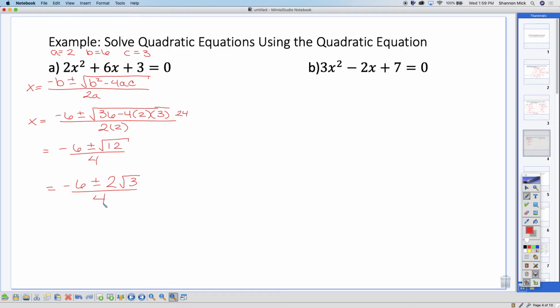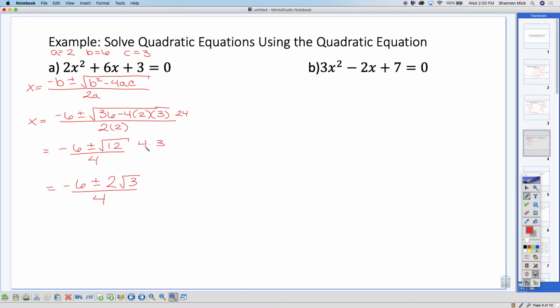Why did you do 2 and 3? Because 2 and 3 equal 12. Because 4 times 3, 4 is just 1 and 4, 2 and 2. Because this 12 is 4 times 3. What's the square root of 4? 2. And the square root of 3 is the square root of 3. We don't know it. Okay, makes sense.